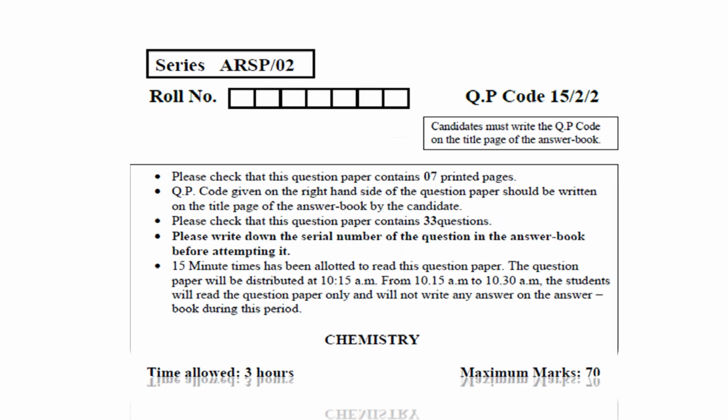These are the general instructions for the candidates. Please check that 33 questions are printed in the question paper. Question paper code is given on the right hand side of the question paper. It should be written on the title page of the answer book by the students. Please write down the serial number of the question in the answer book before answering. 15 minutes time has been allotted to read the question paper thoroughly. From 10:15 am to 10:30 am, the students have to read the question paper and they should not write the answer in the answer book during this period.